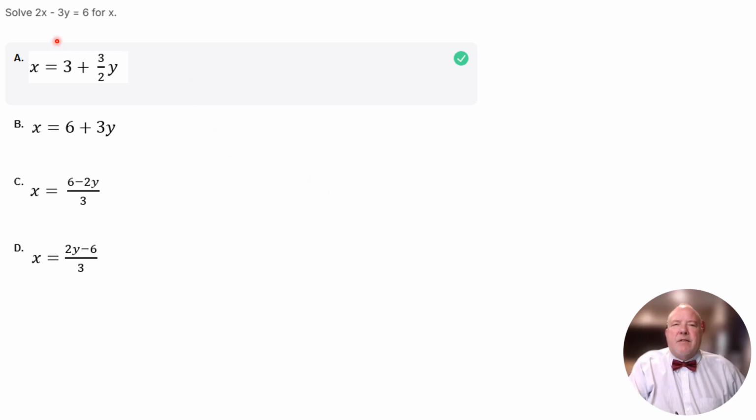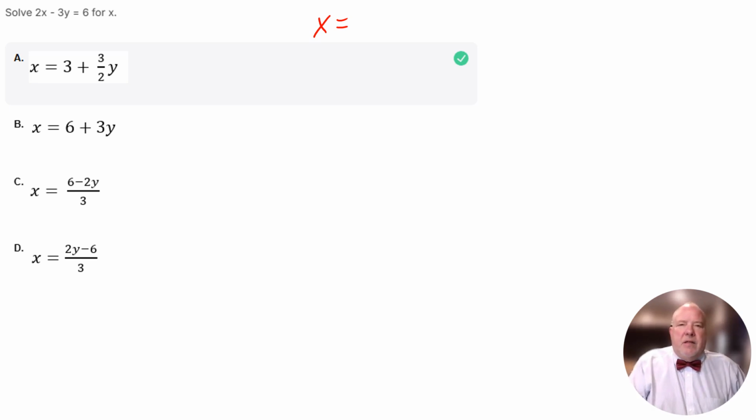So we're being asked to solve 2x minus 3y equals 6 for x. So this is a literal equation. It's got two variables, and we're trying to solve it for x, which means that our answer is going to be x equals something. So they're asking us to isolate the x. And if you look at all the answer choices, you can see that they're all set up like that.